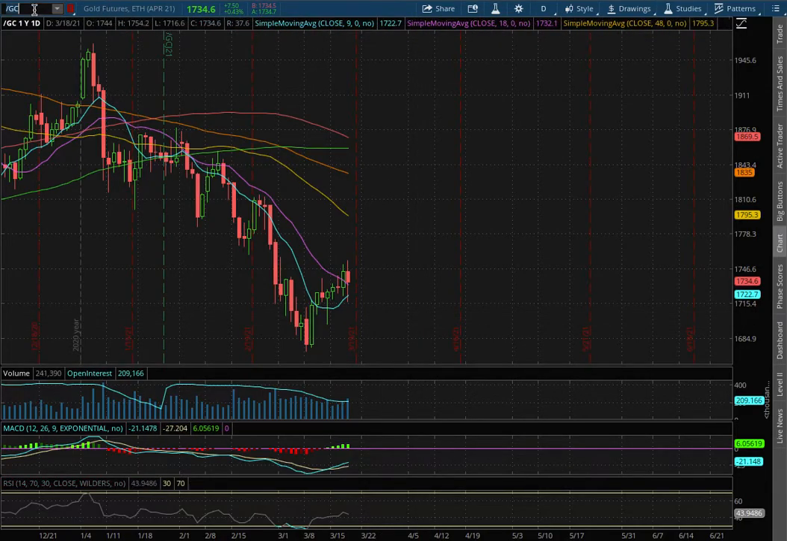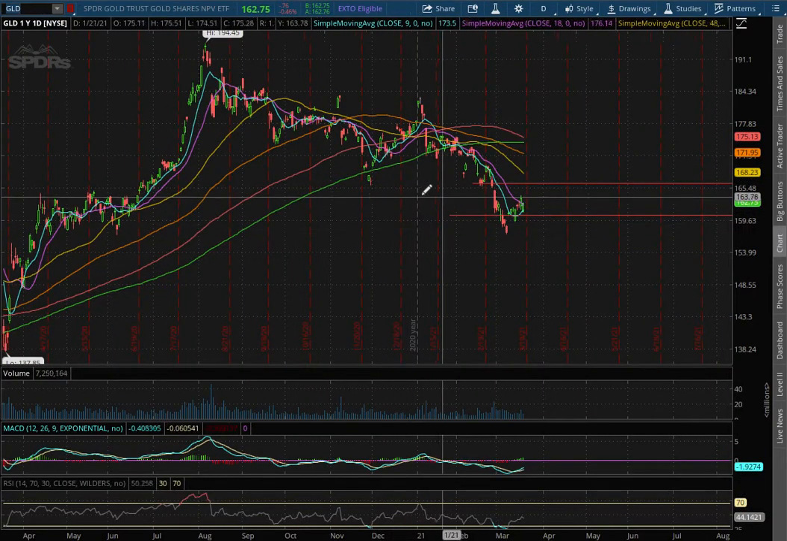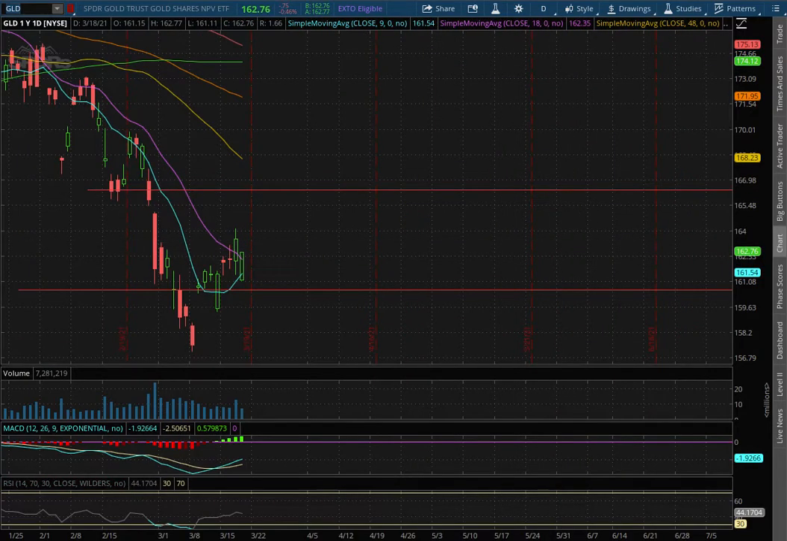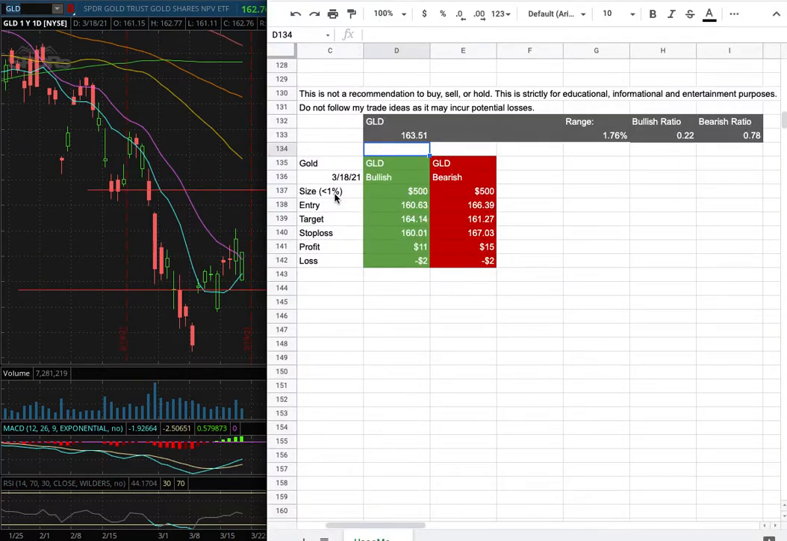And as for the trade idea of the week, I'll be trading GLD. And my position size for it is less than 1% of my portfolio. My long entry is at $160.63, and that is this range here. My sell target is at $164.14, and my stop loss is at $160.01.